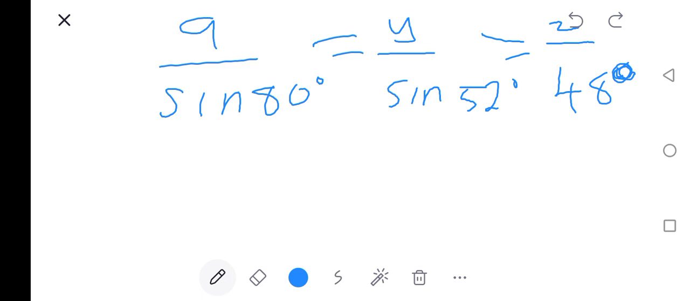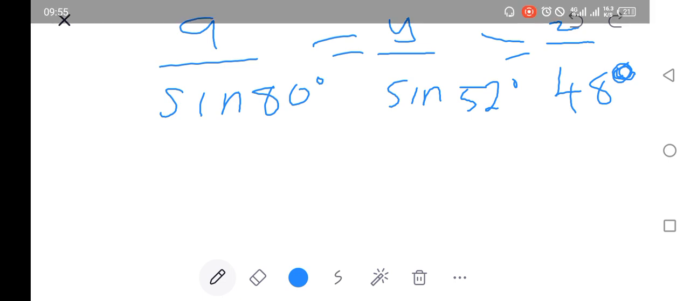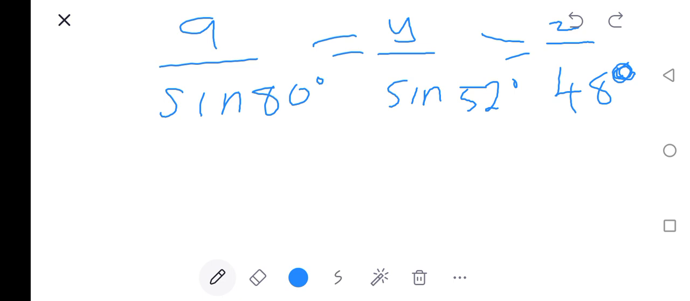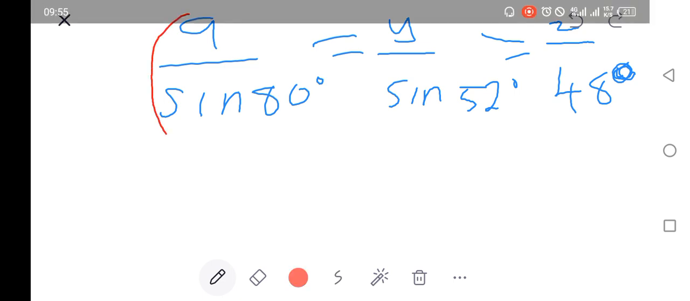Are we there? Now, always there is a letter that you have to eliminate. Always. Between these three things, there is a letter that you have to eliminate.